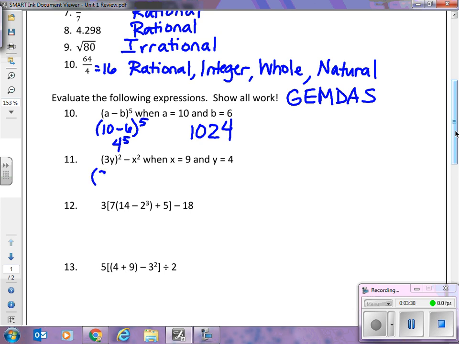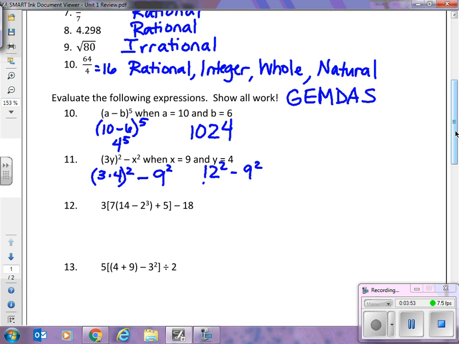So this is in parentheses 3 times 4. Close your parentheses and then put the squared. And then it's minus 9 squared. Okay, so we want to go ahead and do the parentheses first. 3 times 4 is 12. So now we have 12 squared minus 9 squared.